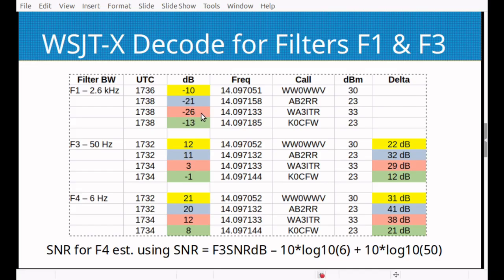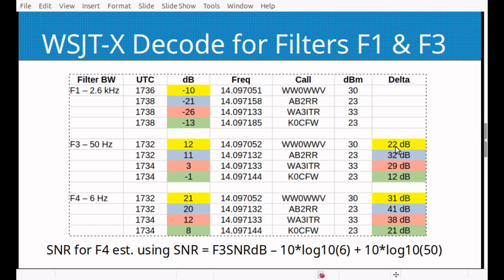And that really gave me a motivation to do this presentation, because that is not what is happening here, and I can demonstrate it. When I turn around and use the F3 filter, now it's very narrow, I get very different readings in the signal-to-noise ratio as reported by WSJT-X. So these are the same stations. The readings are only taken a few minutes apart, but the readings are very different for the same stations.